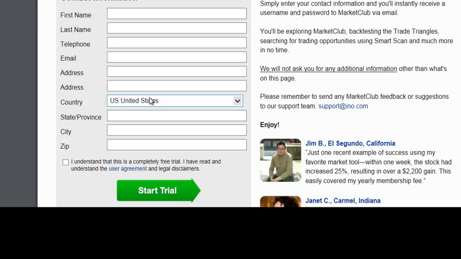But I want to show you now 3 different systems that I just kind of found this morning that you can use using Marketclub, and over the last 2 to 5 years you would have profited nicely.